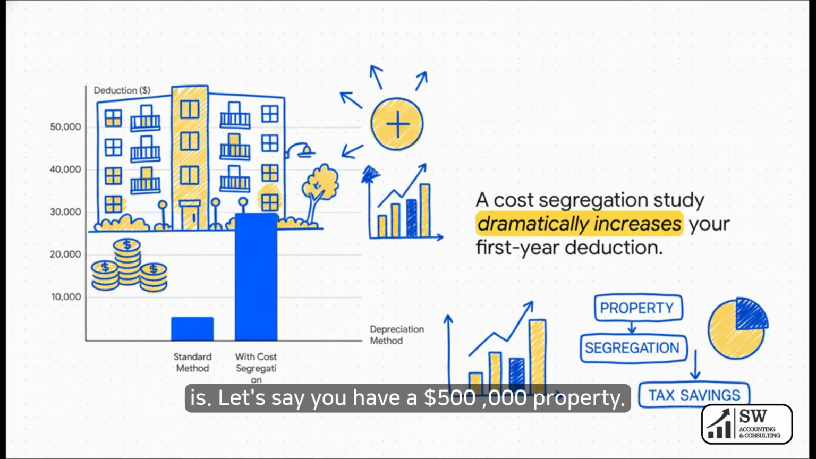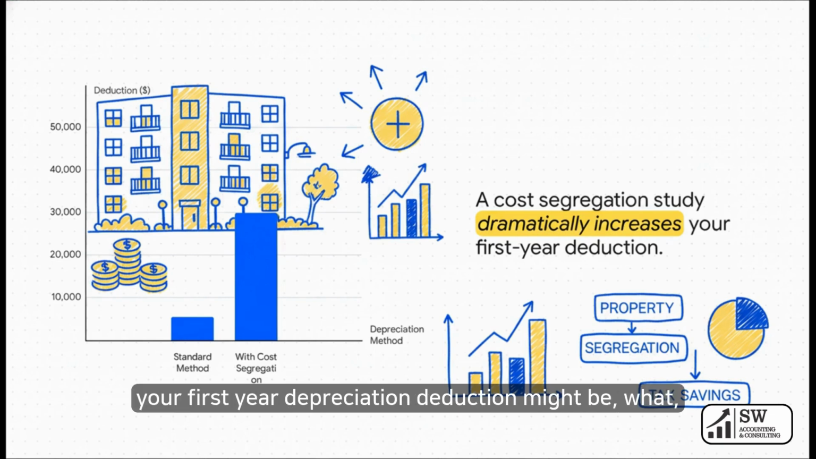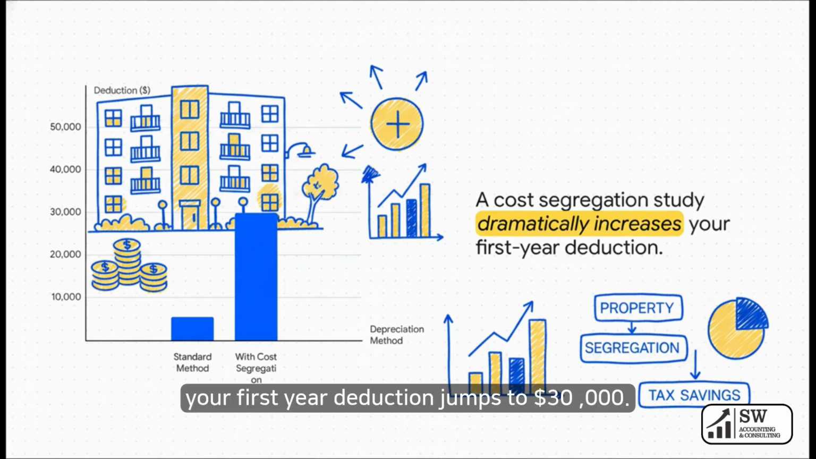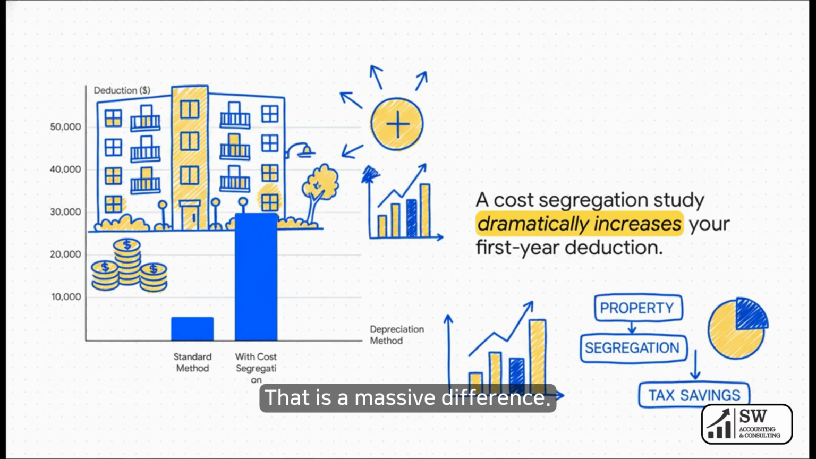Okay, let's put some numbers to this so you can see just how powerful it is. Let's say you have a $500,000 property. Using the standard slow method, your first-year depreciation deduction might be, maybe $5,500. Not much. But after a cost segregation study reclassifies, say, $150,000 of components to a 5-year schedule, bam, your first-year deduction jumps to $30,000. That is a massive difference, and all we did was change the accounting.